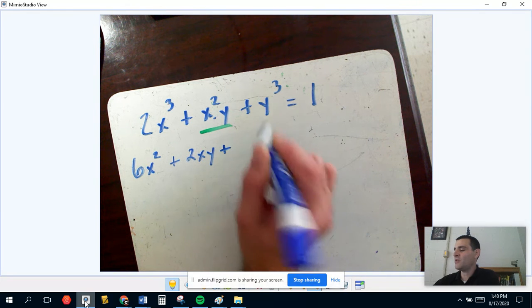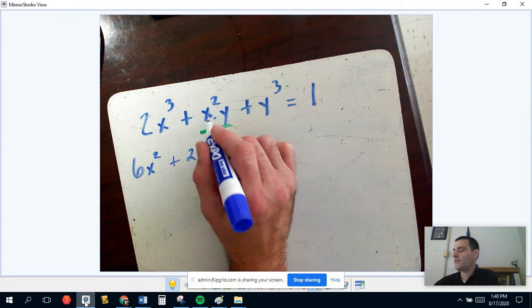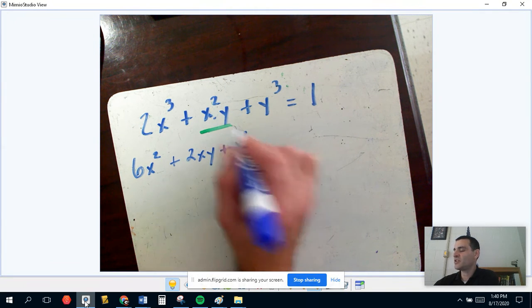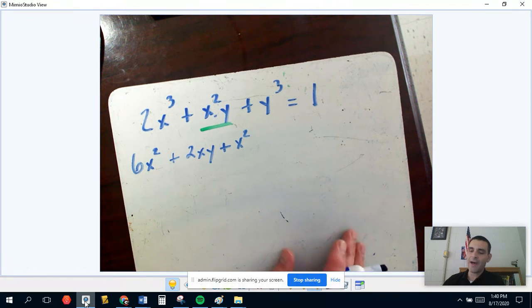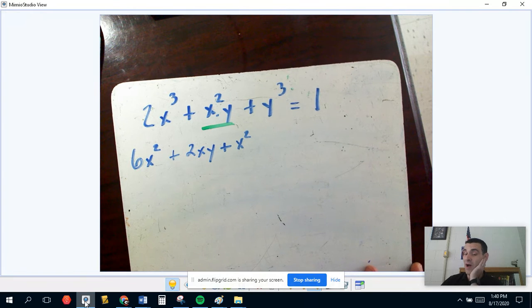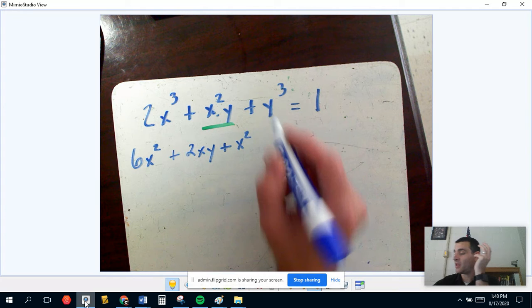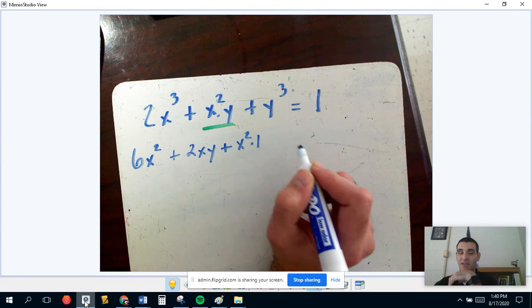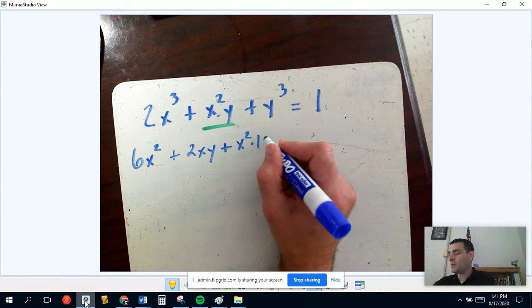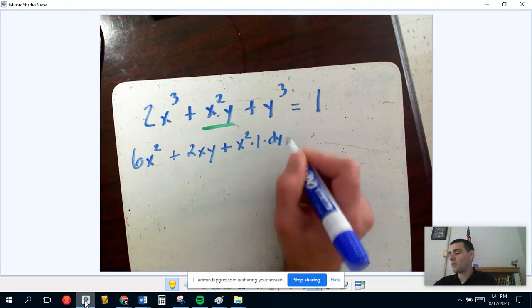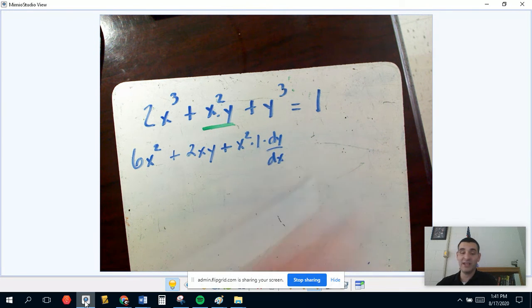And we want to add to that the first one unchanged times the derivative of y. Now, the derivative of y, we want to take the derivative with respect to x, but we have a y here. So I'm not going to worry about that for now. We're just going to take the derivative of y as if it were an x. The derivative of y is just 1. So I'm going to put times 1 to illustrate that. But what I'm going to have to do is put a dy dx on here.